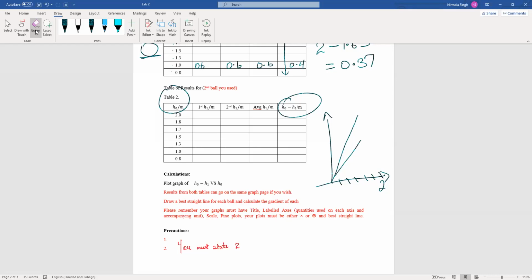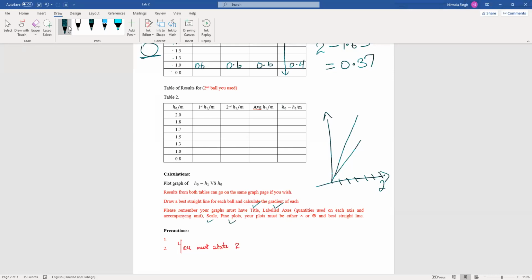All right, please remember in your graphs, this is an AI lab, so you must have your work done properly. You must have your title. Don't just send me a graph without all of these things. Please, pretty please: title, labeled axes. Labeled axes are the quantities used on each axis and the accompanying unit. So write down what you use on each axis. I want you to use a proper scale and state your scale.